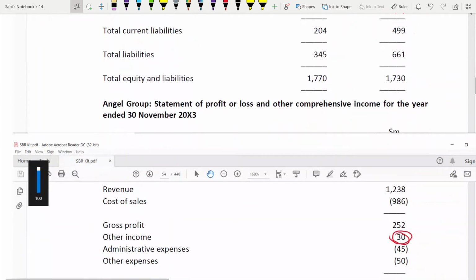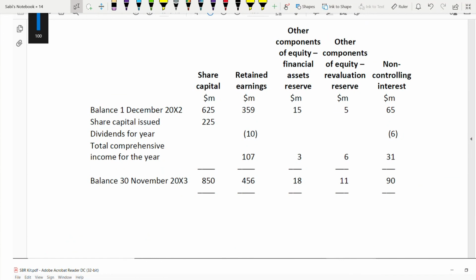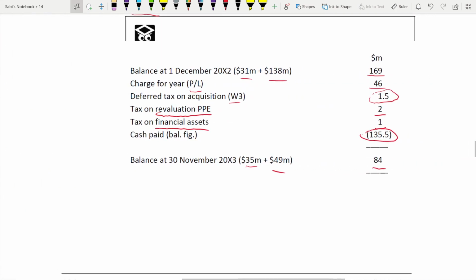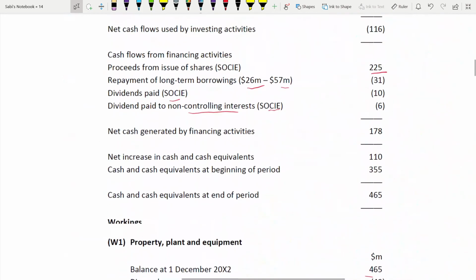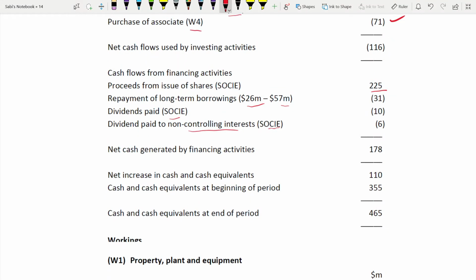So definitely that statement of changes in equity is there, at least some use you have to make of it, right? Here you can see the dividend is 10, and NCI is 6. And the share capital, how much you have issued? This much you have issued. Mostly for financing activity, you can use this piece of information. So dividends paid to NCI is over. This is also over. Remember how much you have issued.